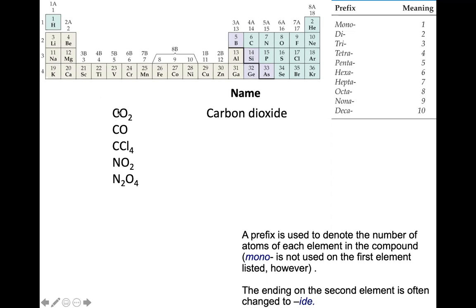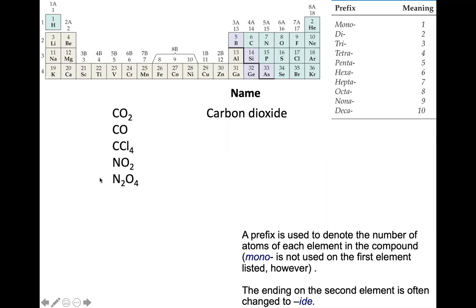You're naming the element that comes first. You're naming then the element that comes second. And you're telling me how many oxygens are there. That's what the di corresponds to. What we end up doing is we have different prefixes that are used to tell me how many of those particular atoms are present. Carbon dioxide is telling me carbon with 2 oxygens.